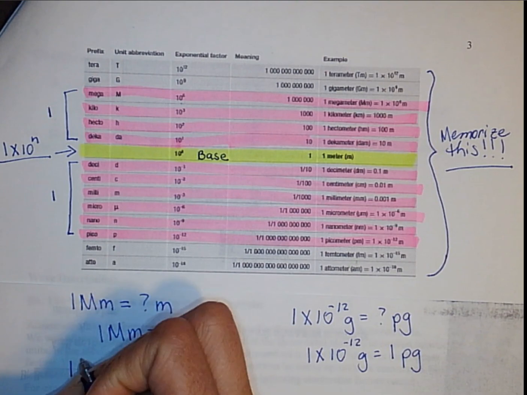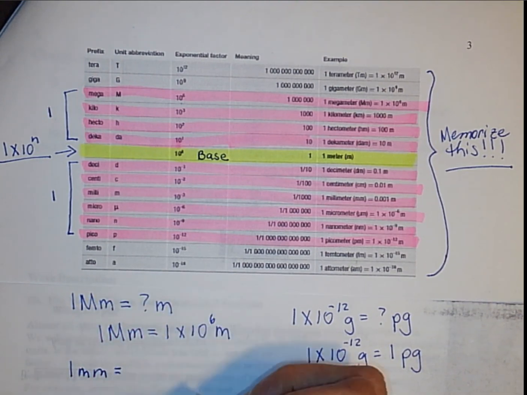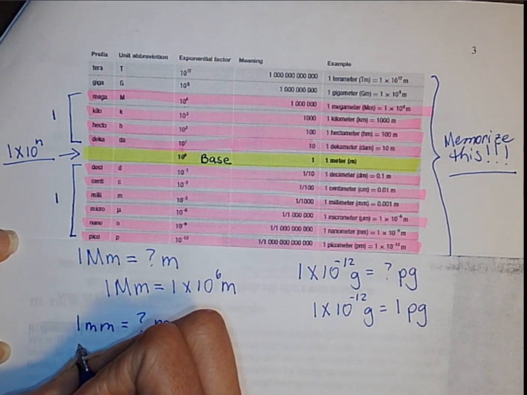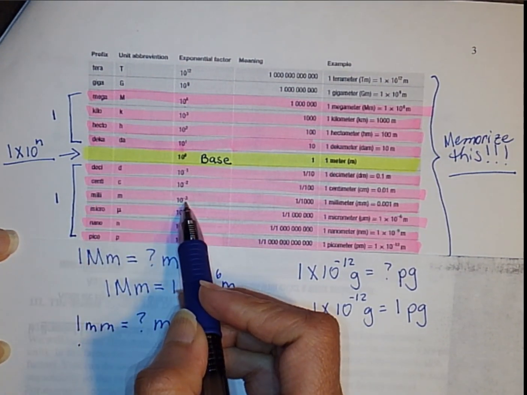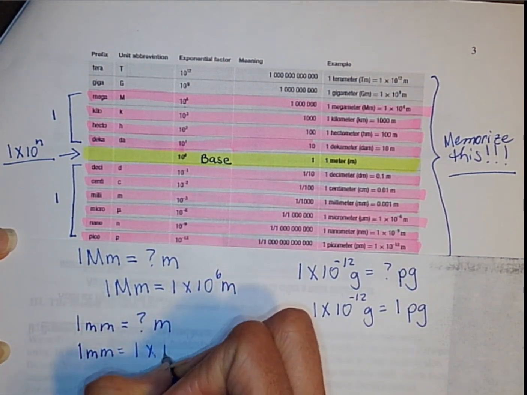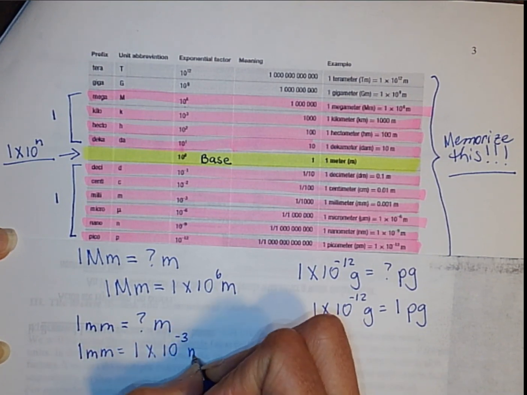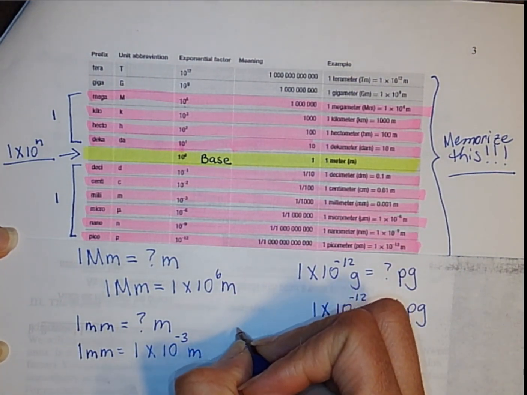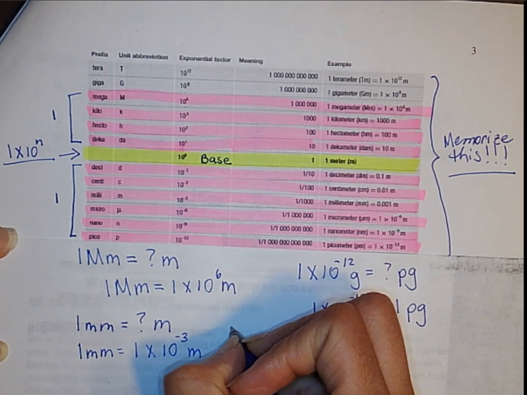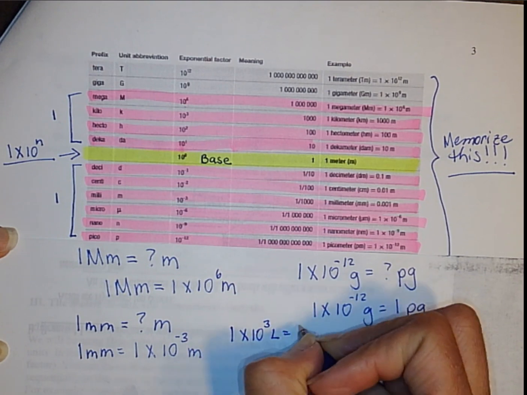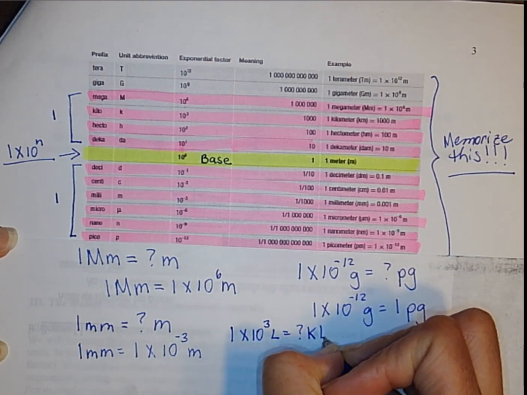If we have 1 millimeter, how many meters is that? In our conversion, we have millimeters right here, and millimeters is 10 to the negative 3rd. So 1 millimeter is actually equal to 1 times 10 to the negative 3rd meters, which makes this in meters really very small. We could do the same thing with another problem. We have 1 times 10 to the 3rd liters, equal to how many kiloliters?